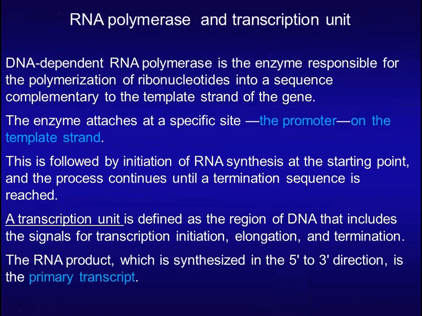DNA-dependent RNA polymerase, or simply RNA polymerase, is the enzyme that synthesizes RNA based on the DNA template. The enzyme attaches at a specific site on the template strand, which is called the promoter. This is followed by initiation, elongation, termination. A transcription unit is defined as a region of DNA that includes signals for transcription initiation, elongation, and termination. The RNA product is called the primary transcript.